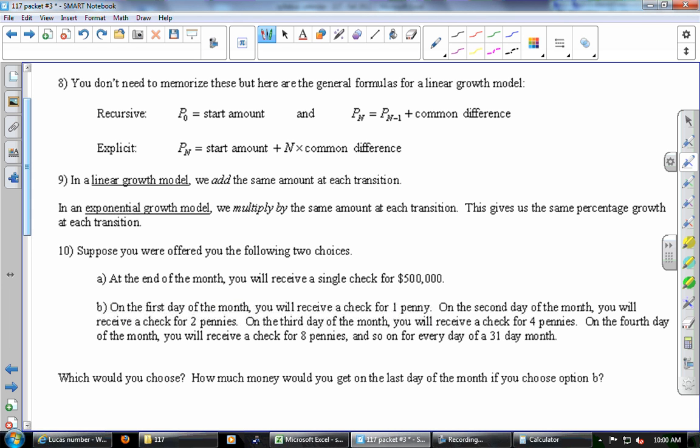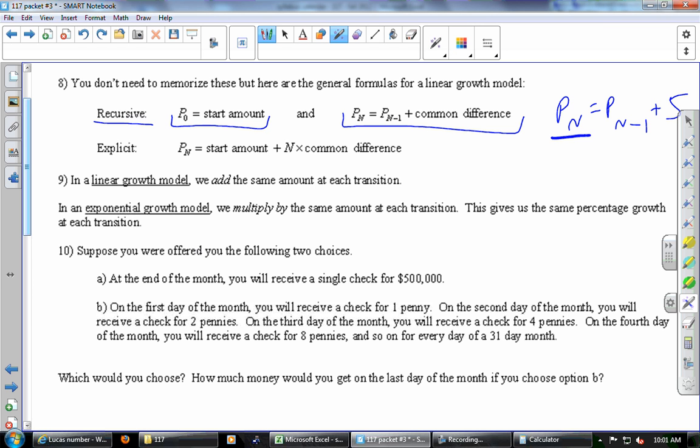But here they are. The recursive one we wrote first. P0 is just the starting amount. And then the formula that we wrote was Pn equals Pn minus 1 plus 5. That was the formula we wrote on the previous page. Well, it's always that formula, except it might not always be 5. So it's always Pn equals Pn minus 1 plus whatever the common difference is. So again, in English, to get the current population, you take last year's population and you add whatever gets added every year. It was 5 in our problem.